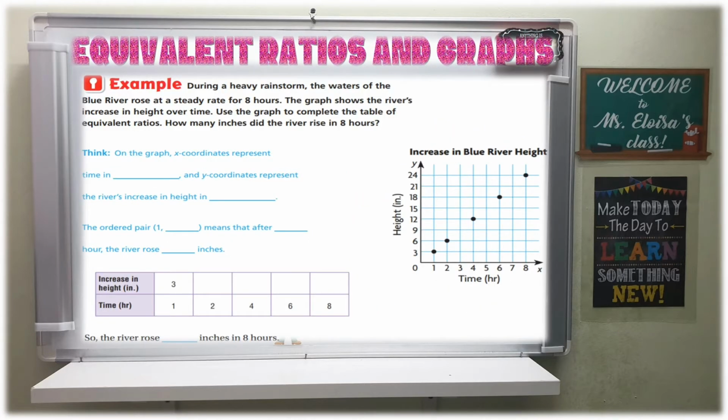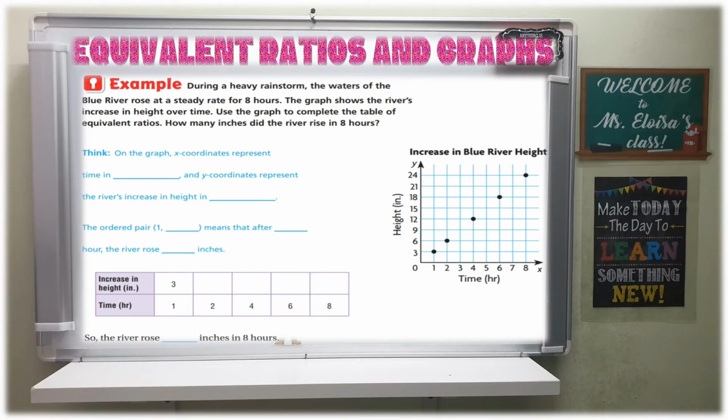Let us have another example. During a heavy rainstorm, the waters of the Blue River rose at a steady rate for 8 hours. The graph shows the river's increase in height over time. Use the graph to complete the table of equivalent ratios. How many inches did the river rise in 8 hours?